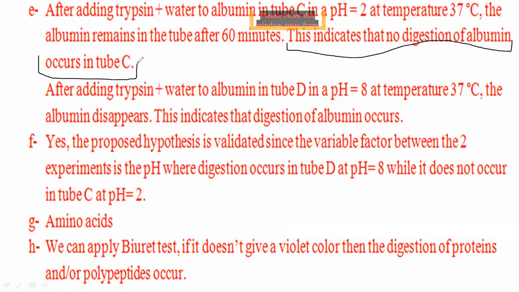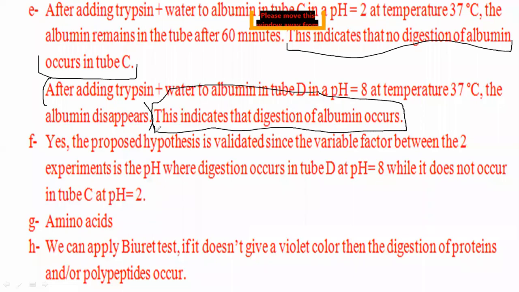However, after adding trypsin plus water to albumin in tube D at pH 8 and temperature 37, the albumin disappears. This is the analysis from here to here, and this is the indication: this indicates that we have digestion of the albumin. So, the proposed hypothesis that the enzyme works under different pH? Yes. Why? Because when the pH was 2, we have no digestion. However, when the pH was 8, we have digestion. So the pH is the variable factor.